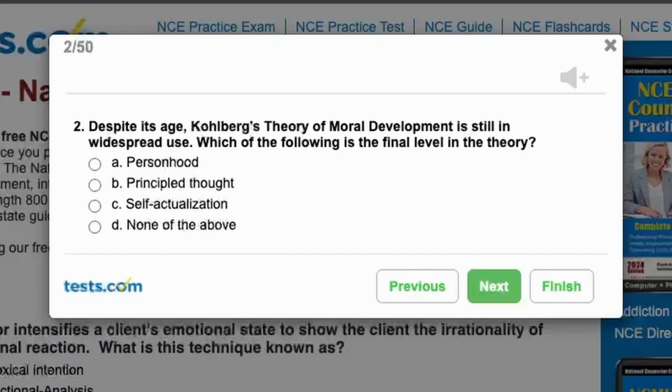Despite its age, Kohlberg's theory of moral development is still in widespread use. Which of the following is the final level in the theory? A. Personhood. B. Principal thought. C. Self-actualization. Or D. None of the above.